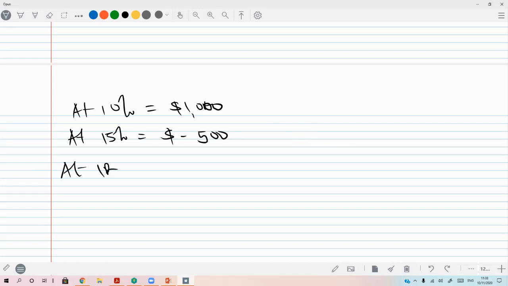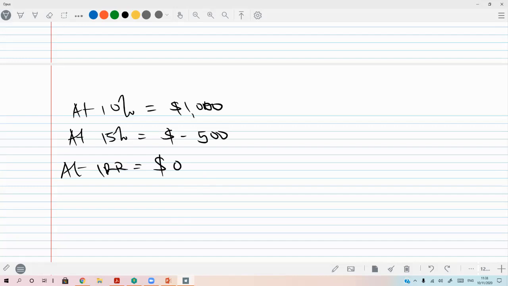So you have to use that simple example you've just done there. At 10%, we got an NPV equal to positive 1,000. My pen is back. And at 15%, we got an NPV equal to negative 500. I've mentioned that at the IRR, the internal rate of return, we ought to get an NPV equal to zero.